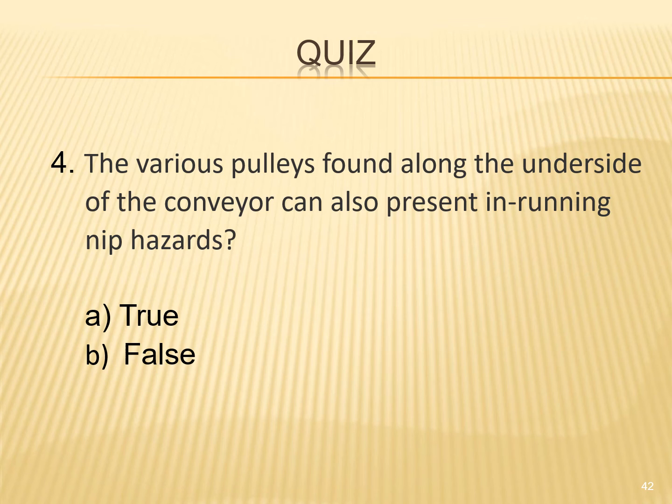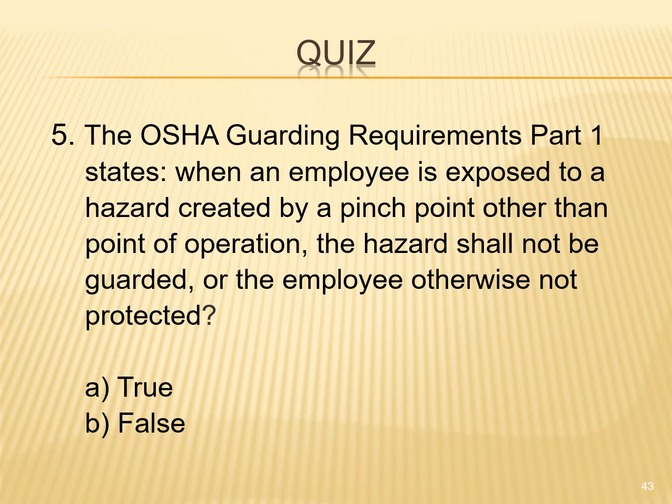Question 4. The various pulleys found along the underside of the conveyor can also prevent in-running nip hazards. A, true, B, false. Question 5. The OSHA Guarding Requirement Part 1 states, when an employee is exposed to a hazard created by a pinch point other than the point of operation, the hazard shall not be guarded or the employee otherwise not protected. A, true, B, false.